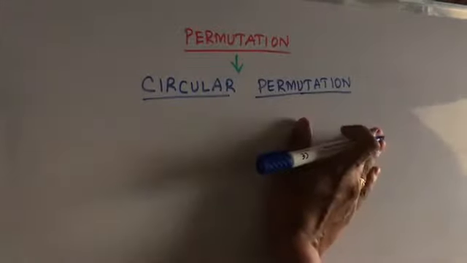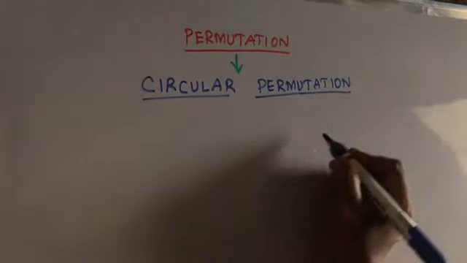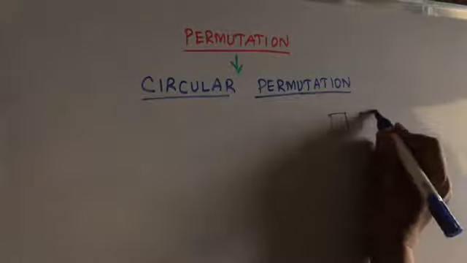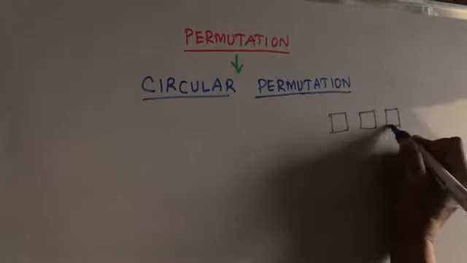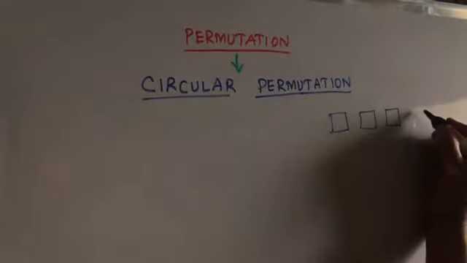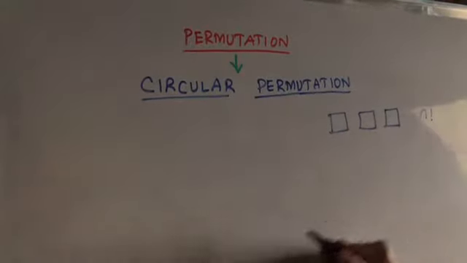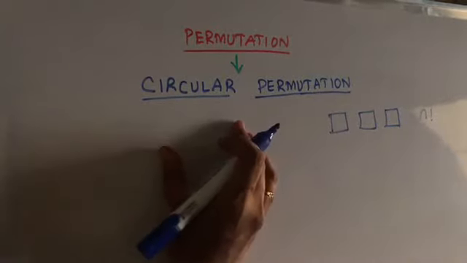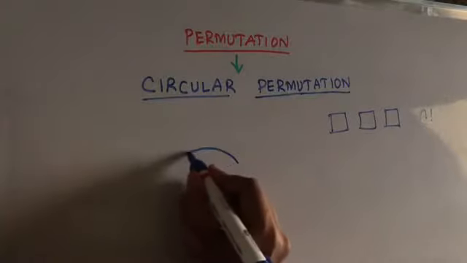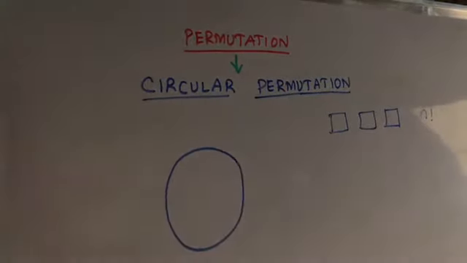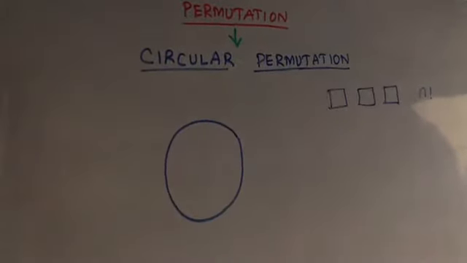Circular permutation. Now, till now we learnt about the row-wise arrangement. If I arrange 3 persons in a row, the row-wise arrangement is n factorial. Now we are going to learn how to arrange the persons in a circular arrangement. In a circle, we couldn't say which point is the first point, right?